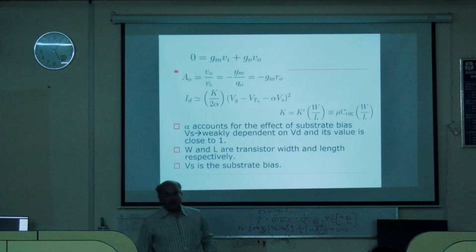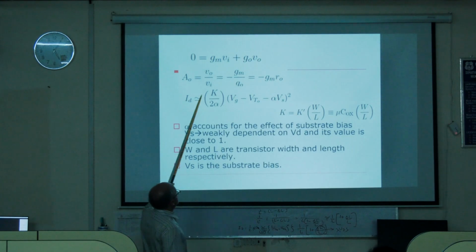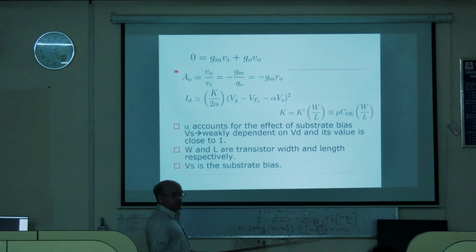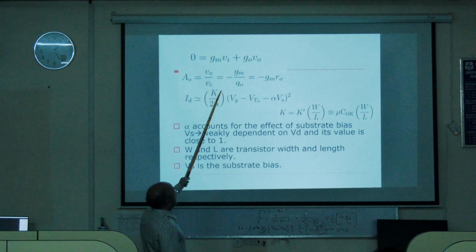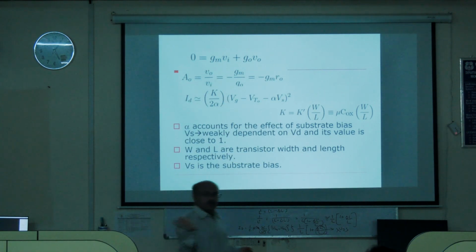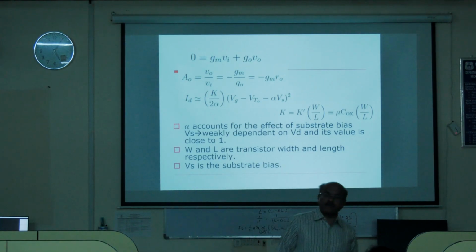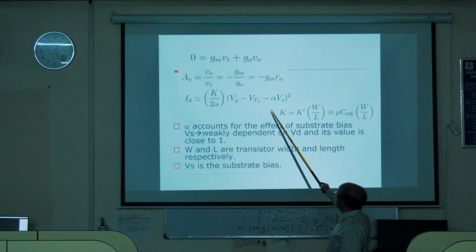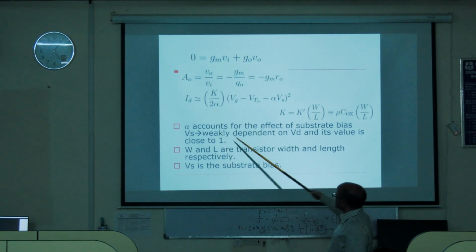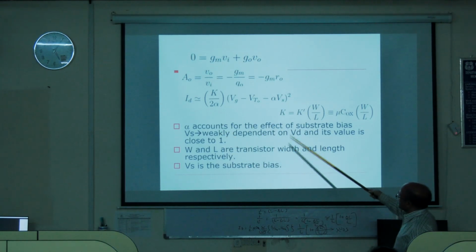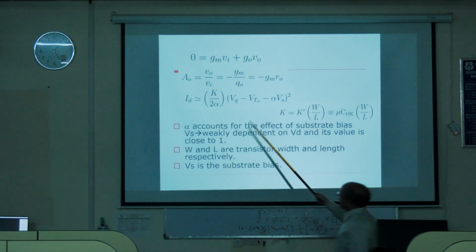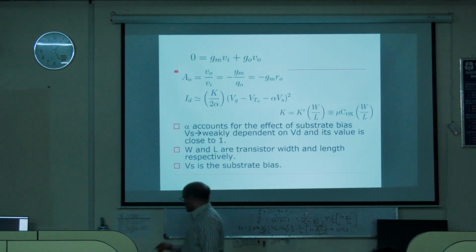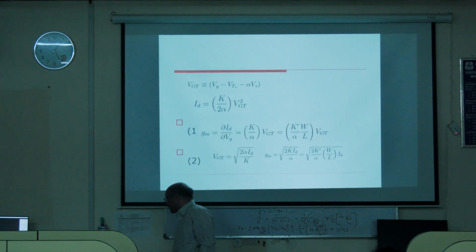If I want to evaluate the gain, gain is equal to V0 by Vi. Taking these two terms, V0 by Vi is equal to minus gm by g0, or minus gm times r0. Don't read too much into these equations, which I have already seen. This is ultimately the gain expression, and the current is half mu Cox W by L times the overdrive squared. Other parameters are simply taken on.